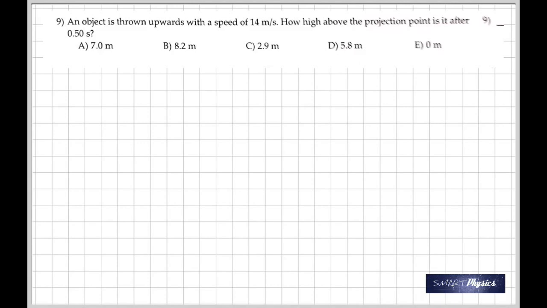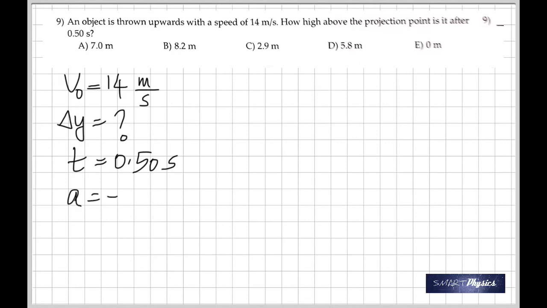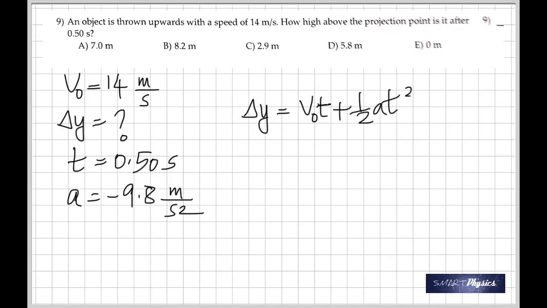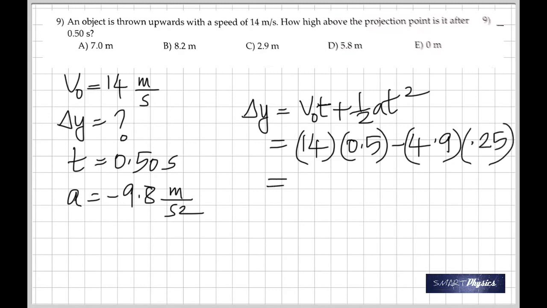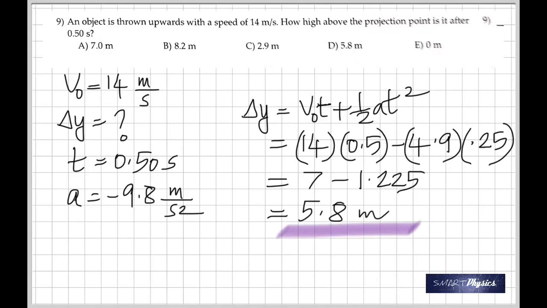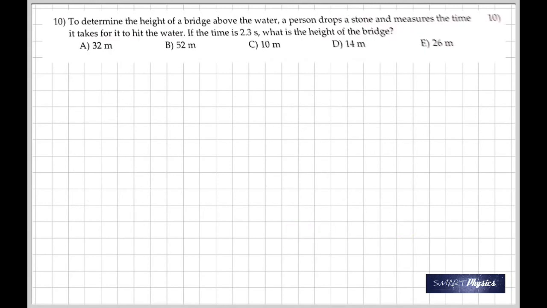An object is thrown upwards with a speed of 14 meters per second. How high above the projection point is it after 0.5 seconds? Again, straightforward. The initial velocity is given, 14 meters per second. Acceleration is negative 9.8. Time is 0.5 seconds. Here's the answer. 5.8 meter.